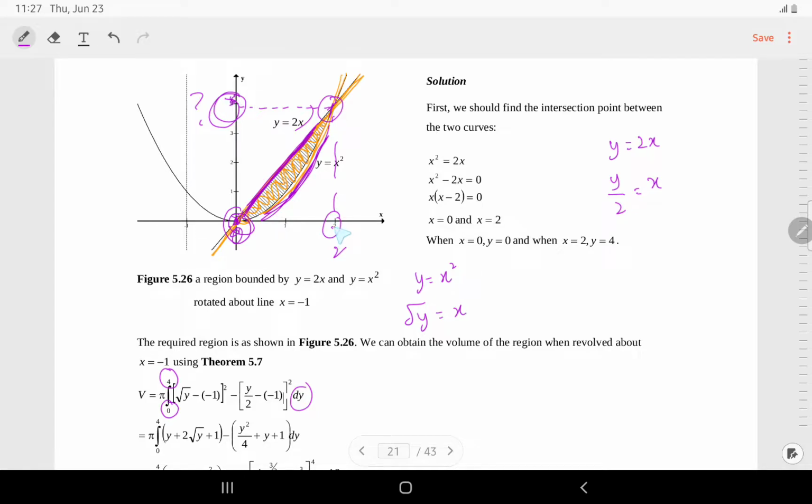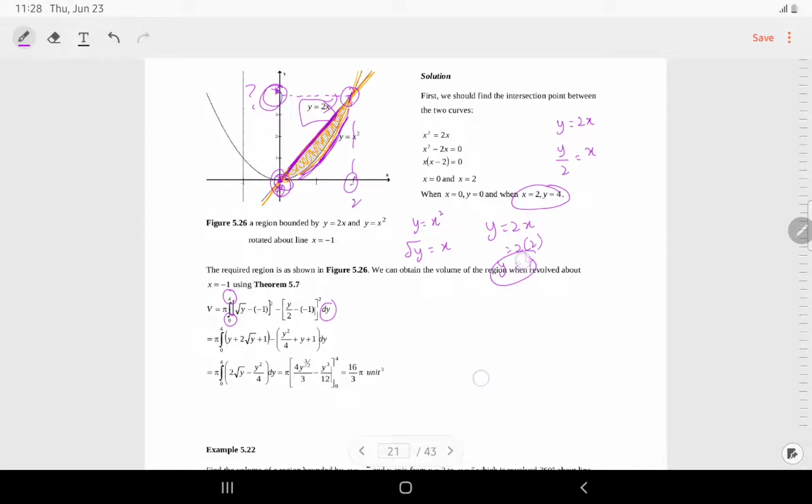Okay, so dekat sini kita dah tahu nilai x dia 2, bolehlah cari nilai y dia. Okay, when x equal to 2, y equal to 4, macam mana dapat ni? Kita masukkan 2 dekat dalam mana-mana function. Contohnya masuk kat sini. Kita ada function y equal to 2x. So x kita dah tahu 2, so masukkanlah 2, 2. So 4 lah. So dapatlah nilai y 4. So kita tahu kita kena integrate from 0 to 4.